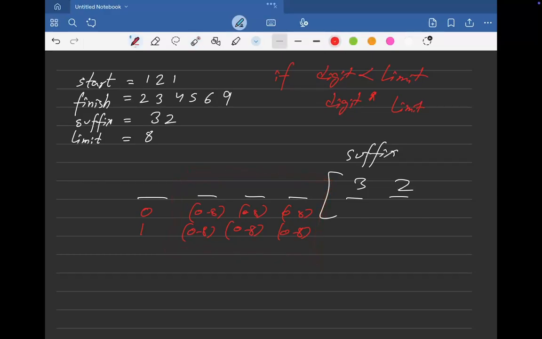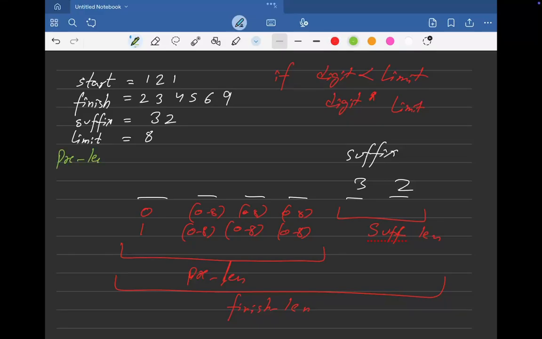I will figure out the prefix length. What is the prefix length? This is the prefix length, right? And this is my remaining length. This is the suffix length. This is the prefix length, and this is the total length, so the finish length. So what is the prefix length? The prefix length can be calculated as finish length minus suffix length, right?